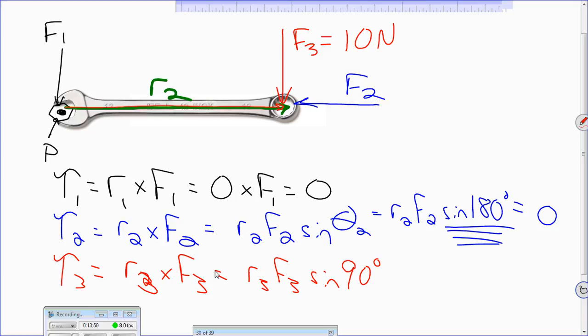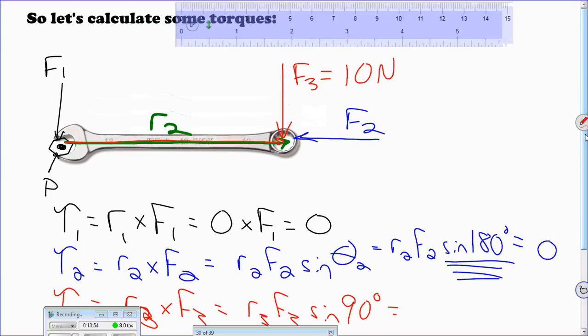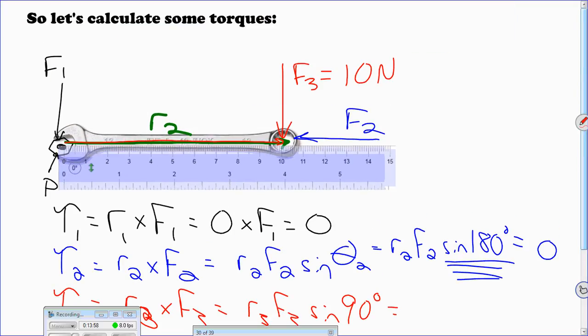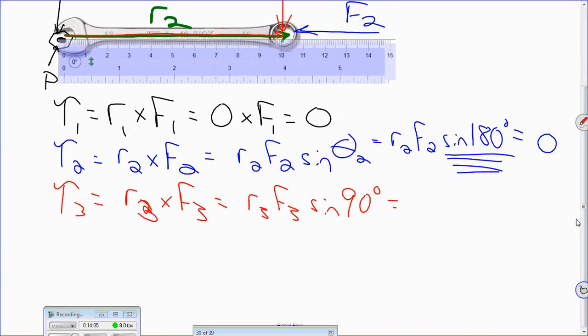Cool? All right. So for us, we need to measure this. So I grabbed this little thing here. Oh, well, that's weird. So our distance happens to be 0.1 meters. That's annoying. So we're going to have 0.1 meters times my force, which I foolishly chose to be 10 newtons. So you multiply it, we're going to get 1 newton meter.